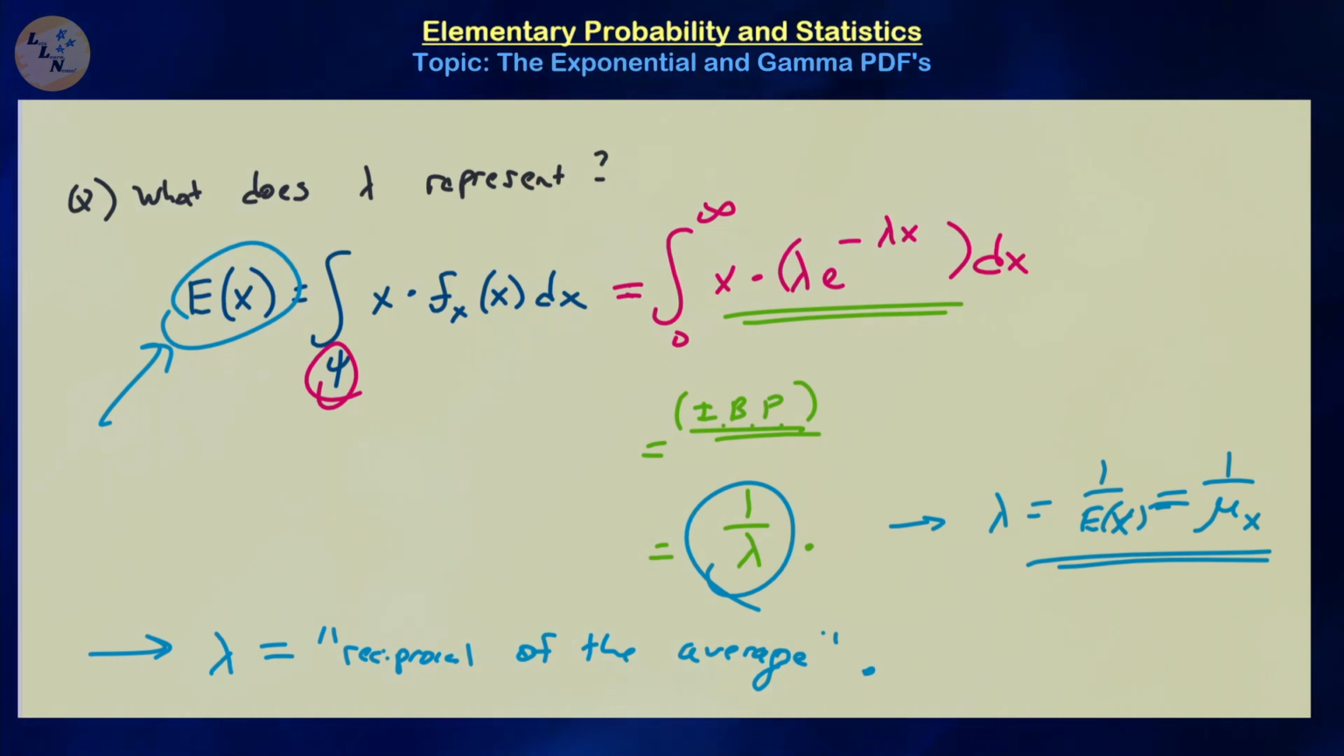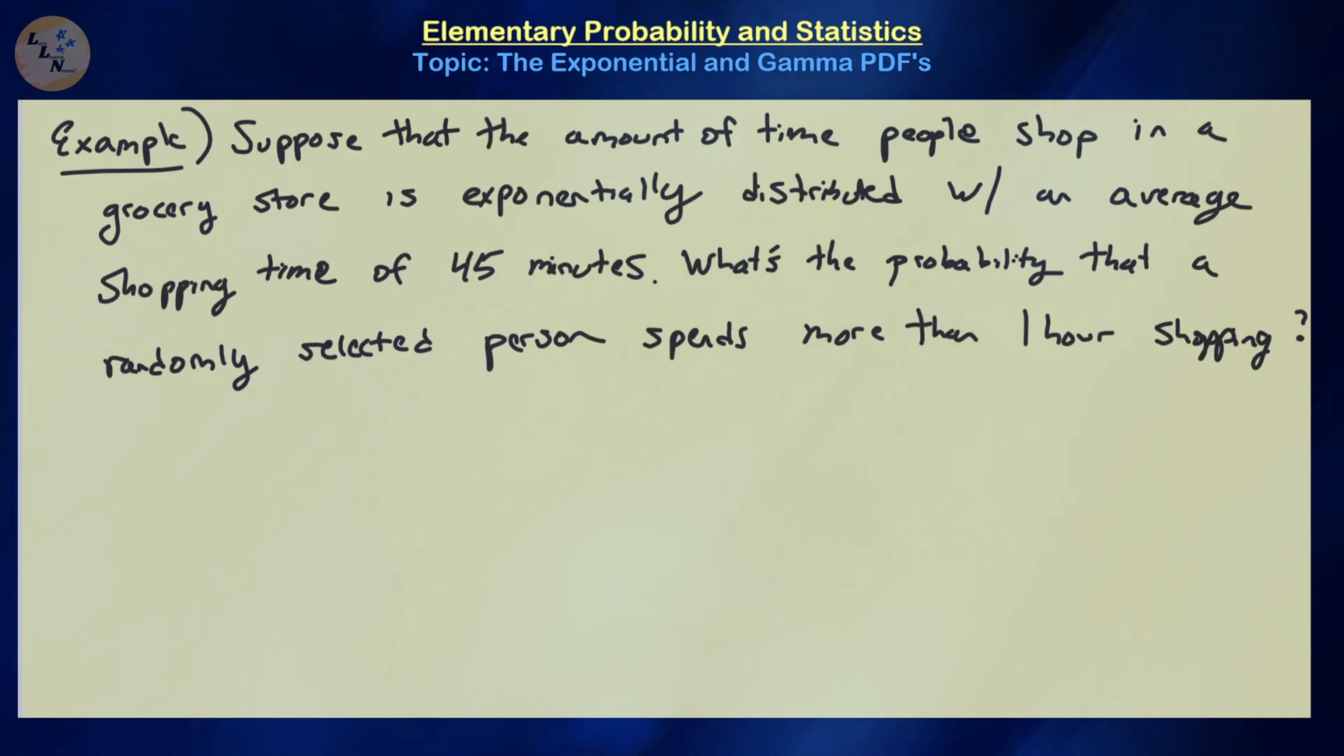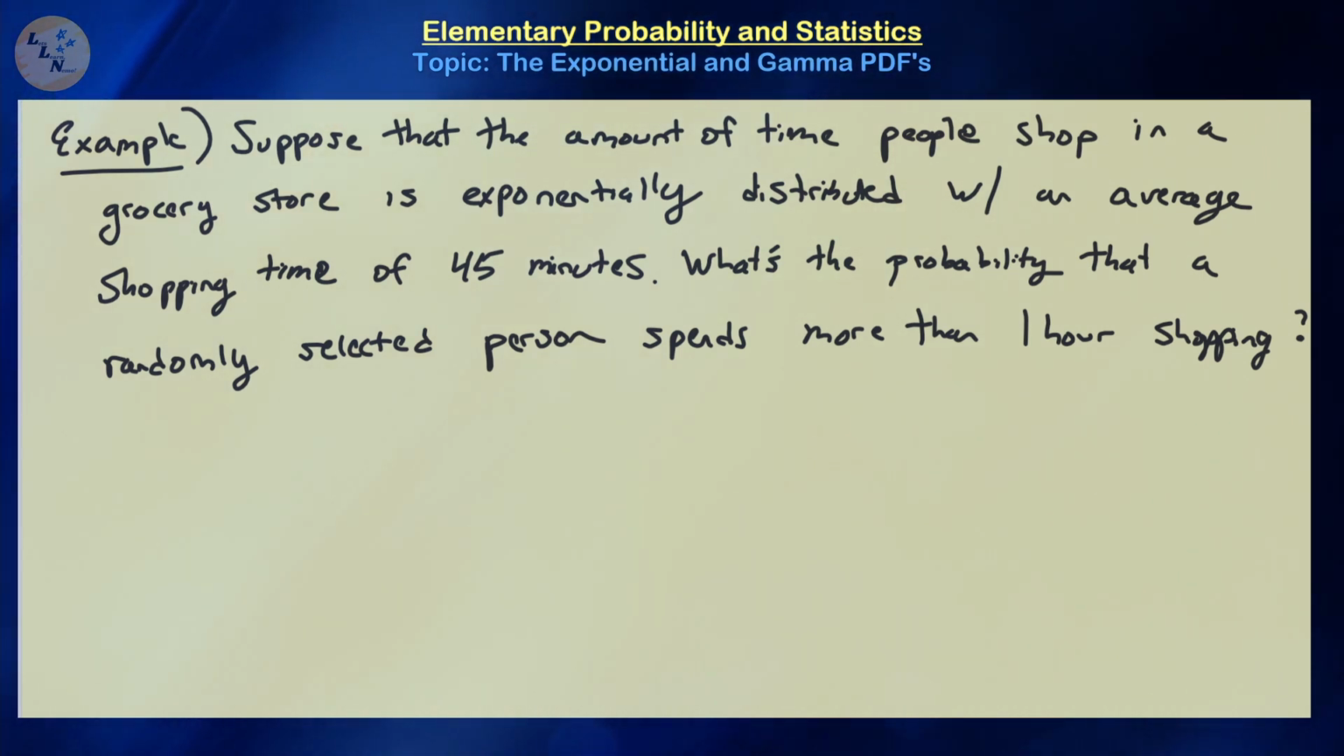Now let us look at a real-world application of where you may want to use this type of distribution, and how to calculate some of the probabilities and percentiles associated with it. Suppose that the amount of time that people spend shopping in a grocery store is exponentially distributed with an average shopping time of approximately, let's say, 45 minutes. What is the probability that a randomly selected person spends more than 1 hour shopping?